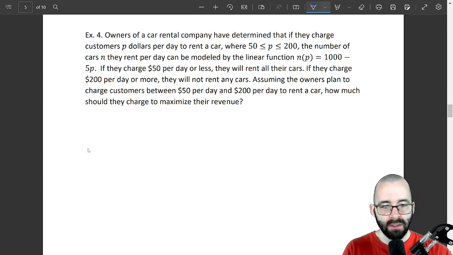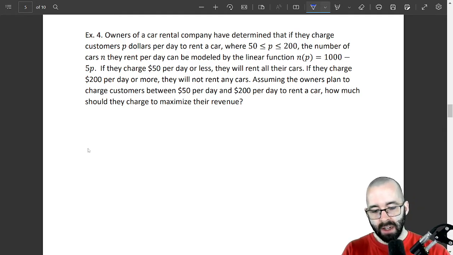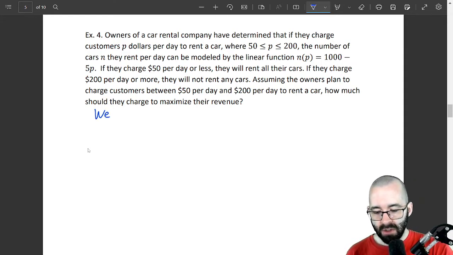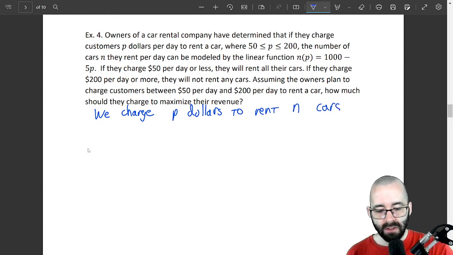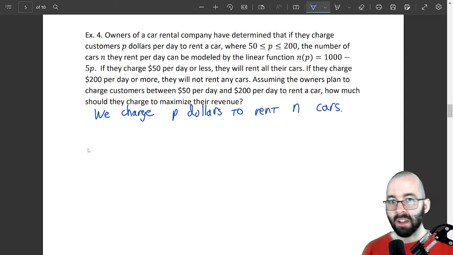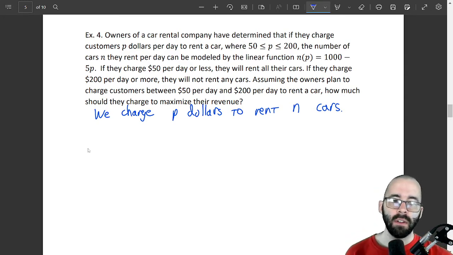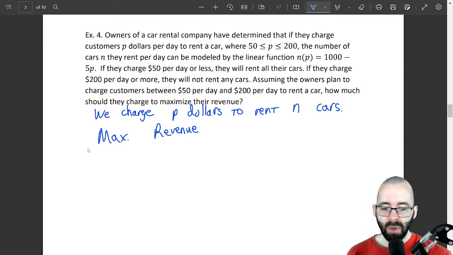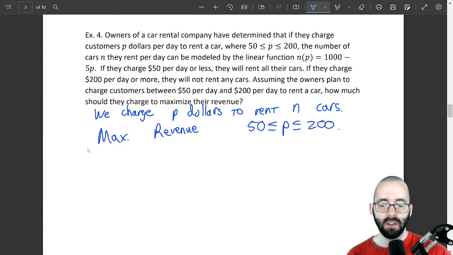There's no picture to draw here, so we're going to skip that part, but we have some variables. The variables are N and P. We charge P dollars to rent N cars. That's step 1, identifying our variables. And now what do we want to maximize or minimize? We want to maximize the revenue. And again, we know our domain is 50 to 200.